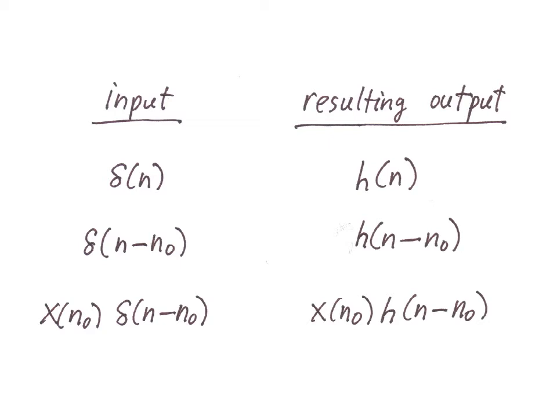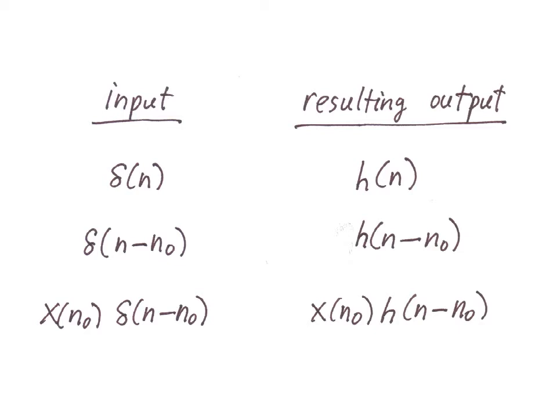It's quite simple. When the input is an impulse, the output is the impulse response. When the input is a delayed impulse, delayed to the right by n0 samples, the resulting output is the same impulse response, only delayed. So this is a result of the shift invariance of the system that we've assumed.